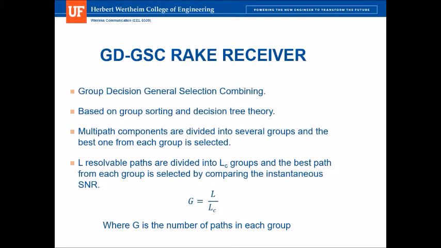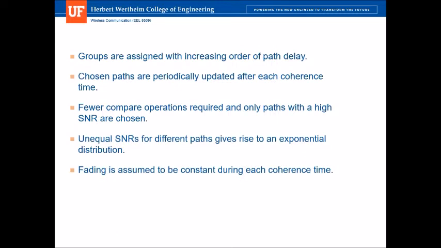This is done by comparing the signal to noise ratio of each of these paths, and it is sorted into groups. This formula gives the number of paths in each group. The groups are assigned with increasing order of path delay, with the first one starting from the least. These chosen paths are updated after each coherence time. Hence the sorting happens after each coherence time.